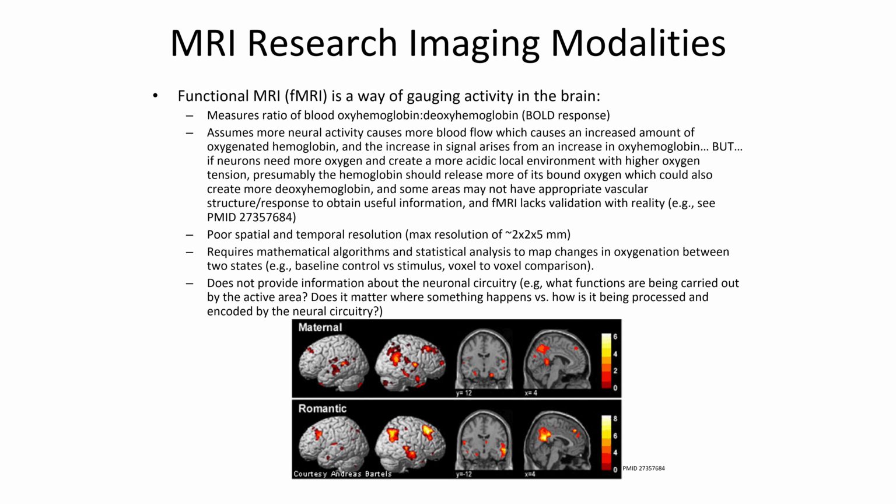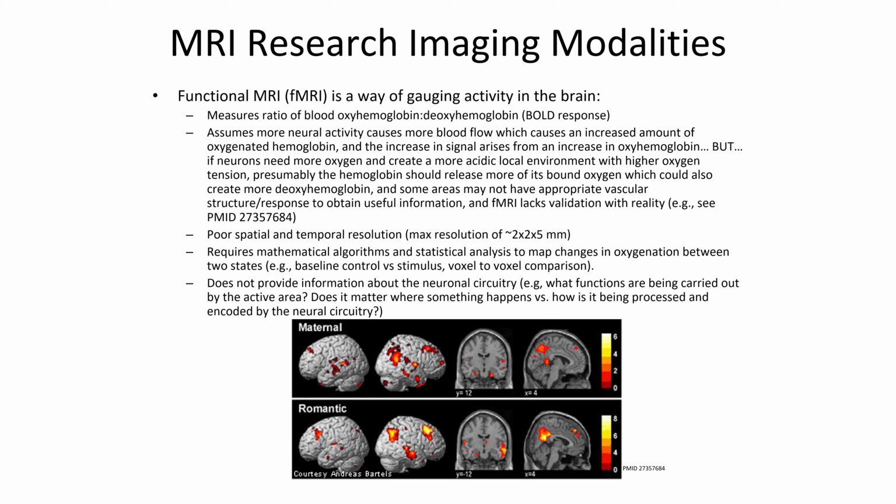Another cool research tool is functional MRI. This is a way of trying to gauge activity in the brain. It measures the ratio of blood oxyhemoglobin to deoxyhemoglobin. It's the BOLD response, the blood oxygen level dependent response. Now, there's a lot of assumptions that go into this. We're assuming that more neural activity in a localized area will cause more blood flow, which causes an increased amount of oxygenated hemoglobin to come in, and that increase in signal arises from that oxyhemoglobin.